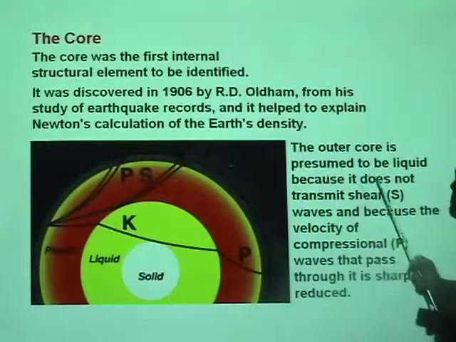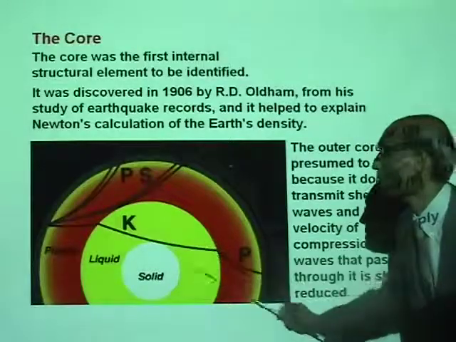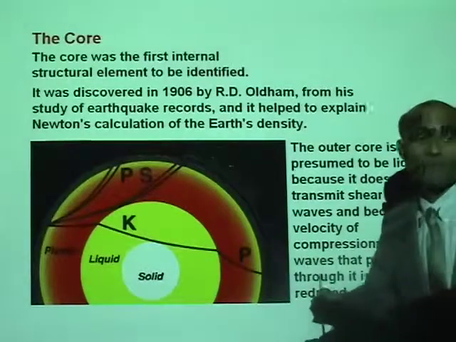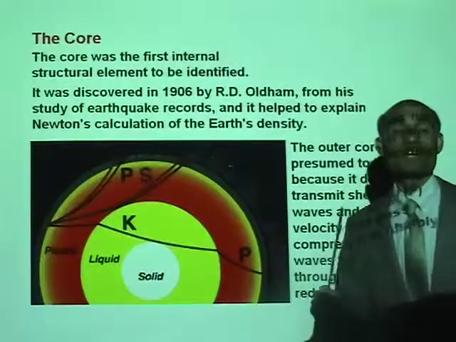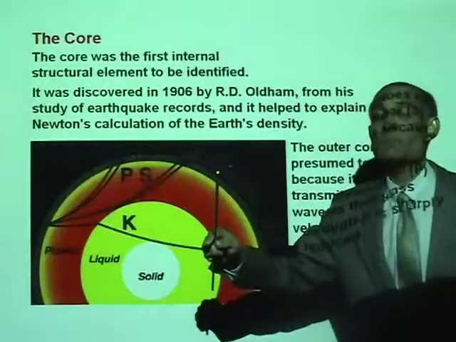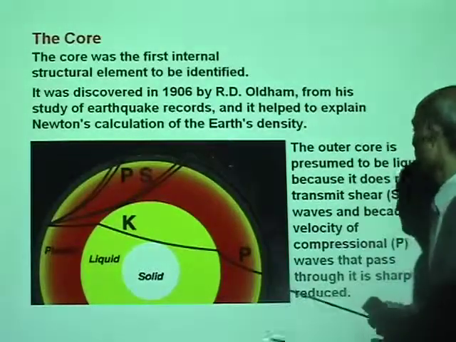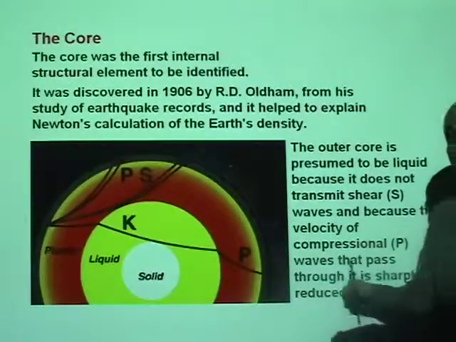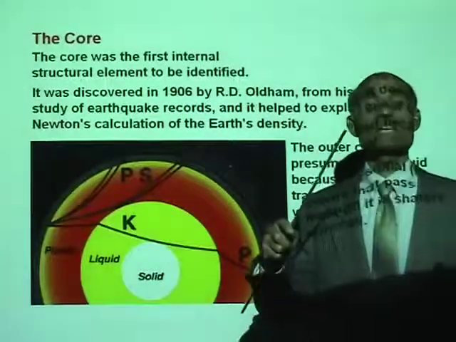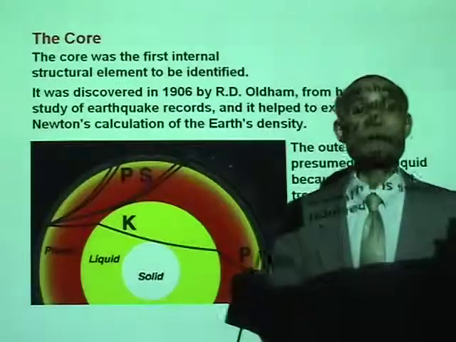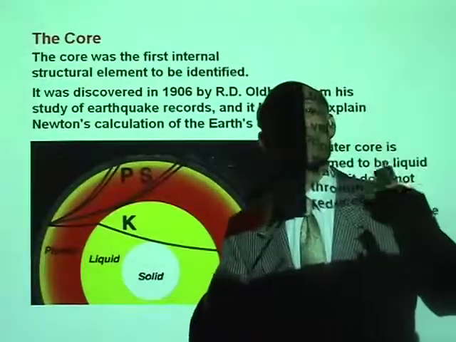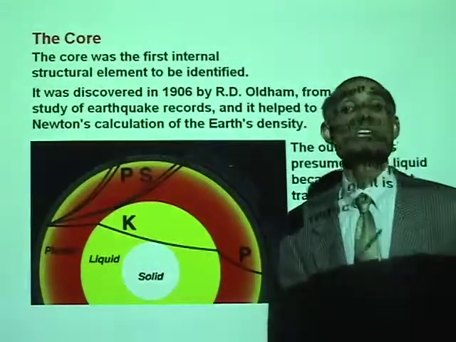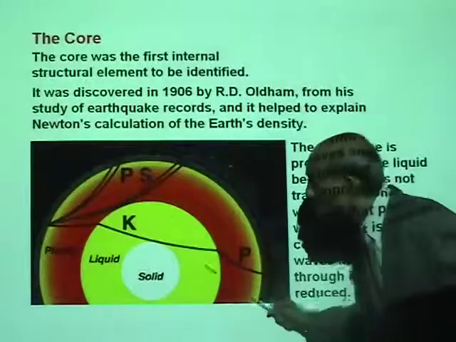The outer core is presumed to be liquid. The outer core, this yellow color, is presumed to be liquid because it does not transmit the transverse wave. You see, if a transverse wave cannot pass through a medium, it's an indication that it is liquid. And also because the velocity of compressional waves that pass through it is sharply reduced. When a longitudinal wave or a compressional wave passes from a solid to a liquid, its speed changes. So the sudden change in speed is an indication that the outer core is a liquid.